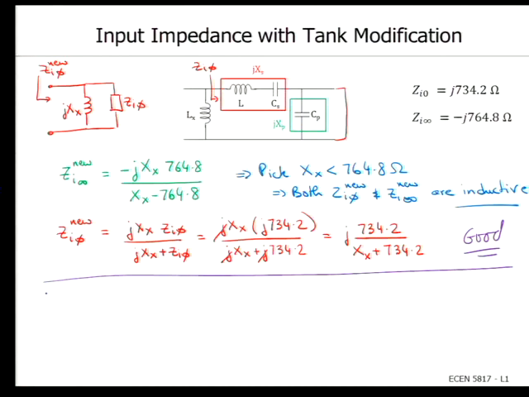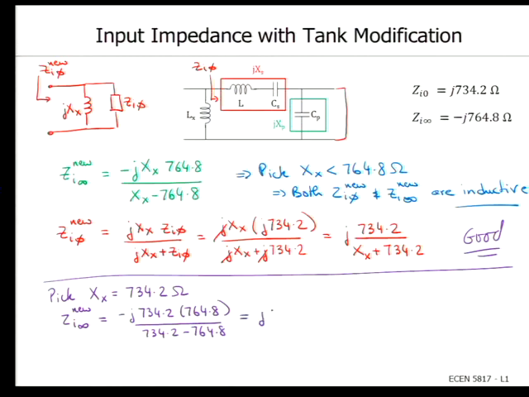Now let's pick something. So we know we have to pick XX to be less than 764.8. Just to keep the math simple, I'm going to pick XX equal to 734.2 ohms. Now I just make it match my Z input 0. What does this do, first of all, to Z input infinity nu? That's going to be minus j 734.2 times 764.8 divided by 734.2 minus 764.8. If you do the math, it comes out to be j18,350 ohms, roughly.